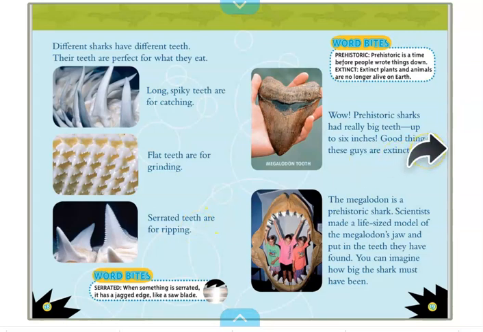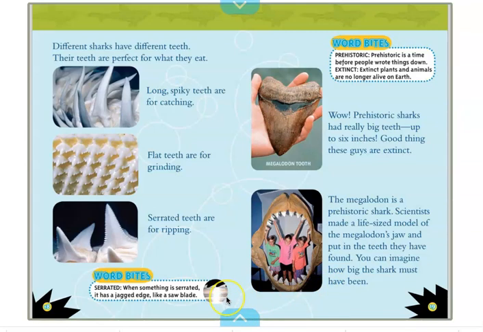It says, wow, prehistoric sharks had really big teeth, up to 6 inches. Good thing those guys are extinct. And the megalodon is a prehistoric shark. Scientists made a life-sized model of the megalodon's jaw and put in the teeth they have found. You can imagine how big the shark must have been. So you can see here in this picture, this text feature, there's some kiddos about your age standing inside the mouth. They're standing all the way up and they still don't reach the top of the mouth. That must have been a really big shark.